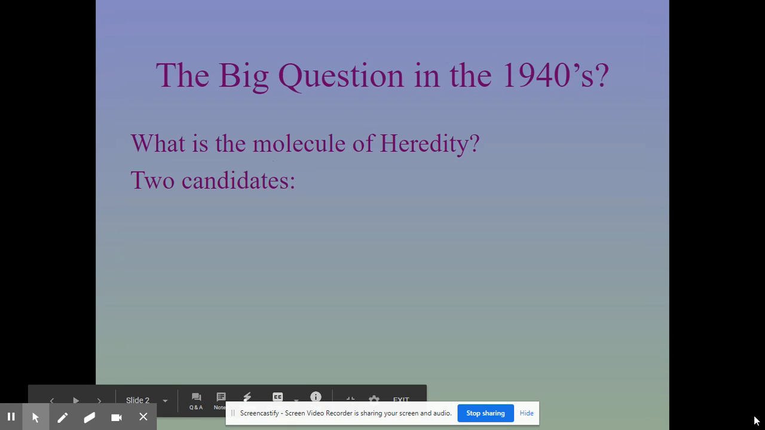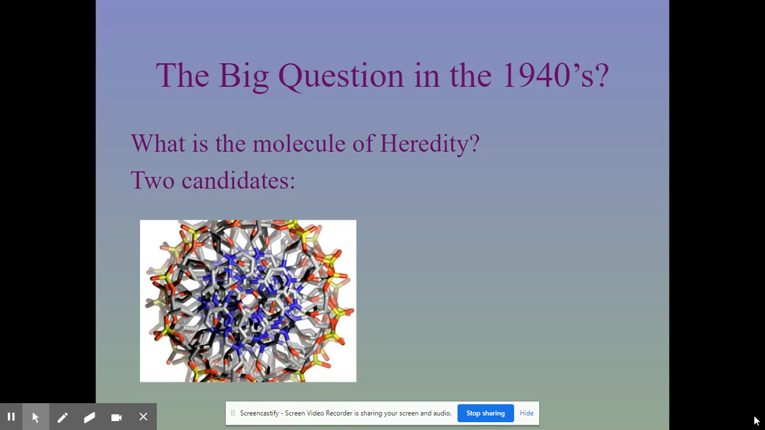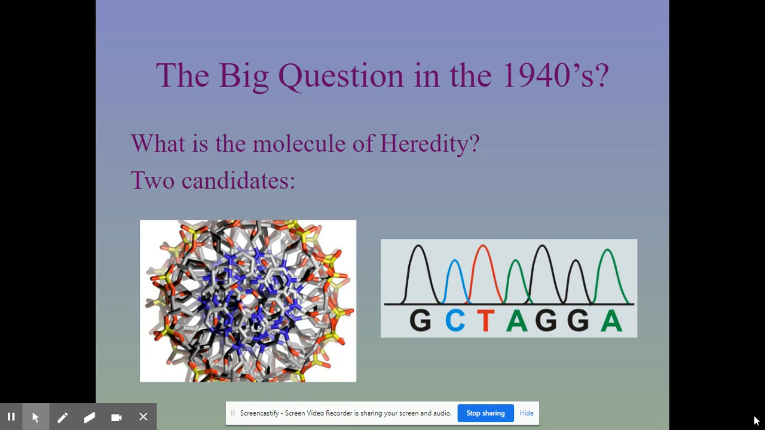All right. So again, that big question in the 1940s: what is the molecule of heredity? The two candidates, of course, were proteins and DNA. As I said earlier, many people thought DNA was just too simple. Proteins, they knew, came in literally hundreds of thousands of different combinations, made up of about 20 amino acids, and each individual protein could be composed of thousands of amino acids.